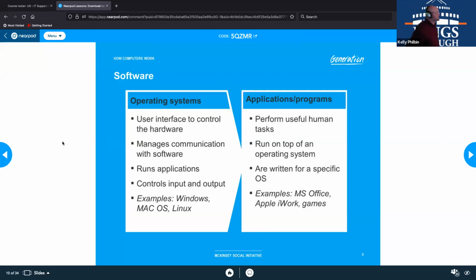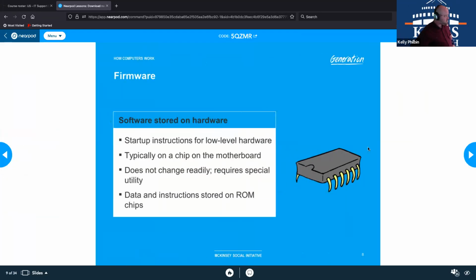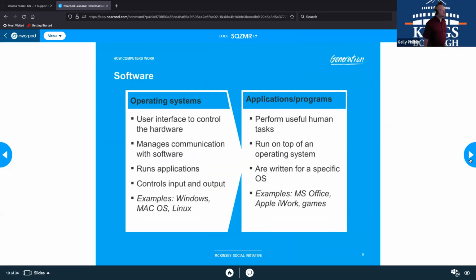All right, software. Did I skip ahead too far? Here we go. Software falls into 2 general camps. You have operating systems, and then you have applications and programs. So your operating system is the user interface, and that is essentially utilized to control all the hardware on your system. It manages communication between these hardware components with software itself. It tends to run applications on top of it, and it predominantly controls your inputs and your outputs.